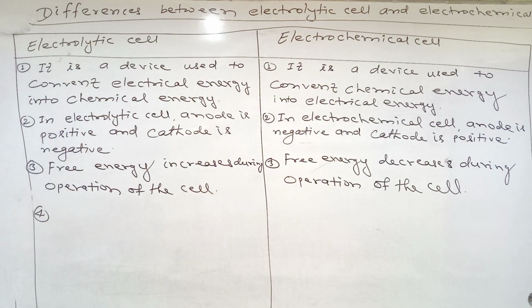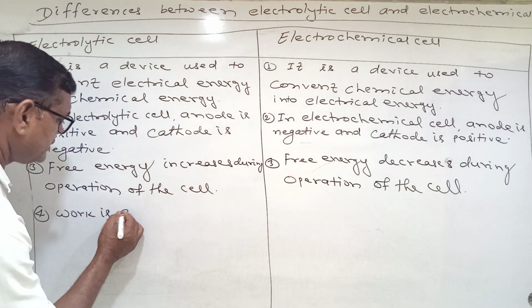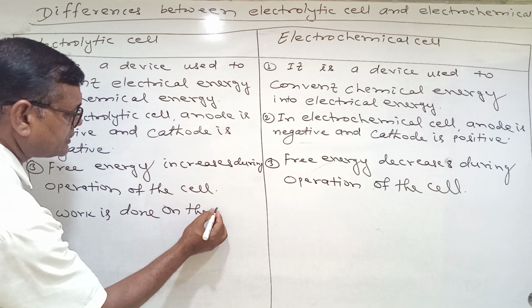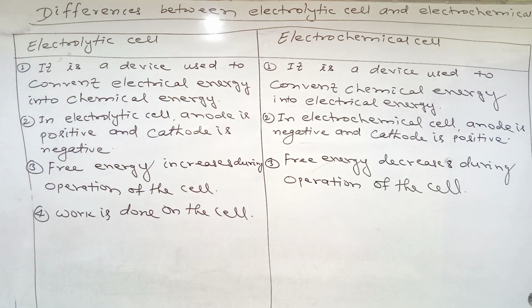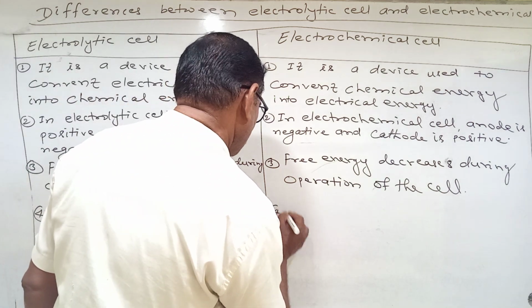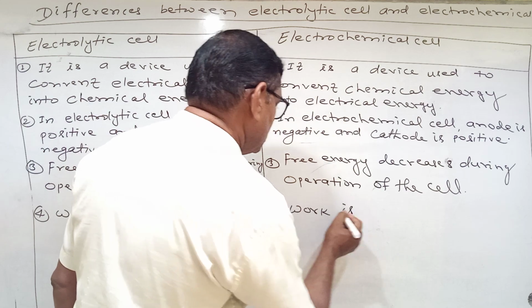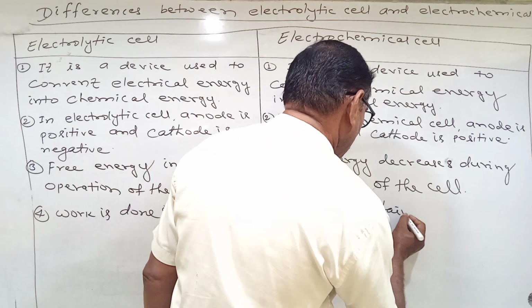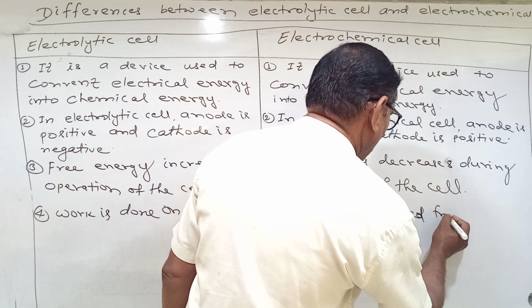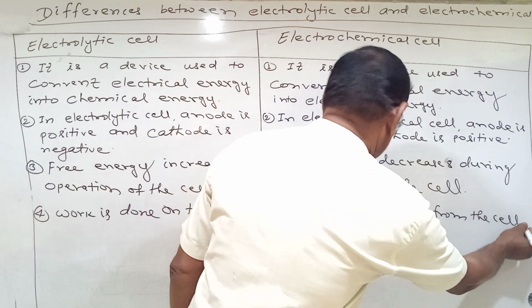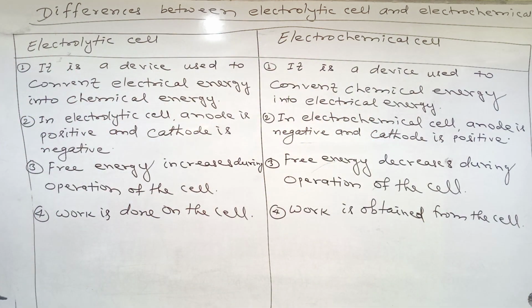Point 4: work is done on the cell. Here we write point 4: work is obtained from the cell.